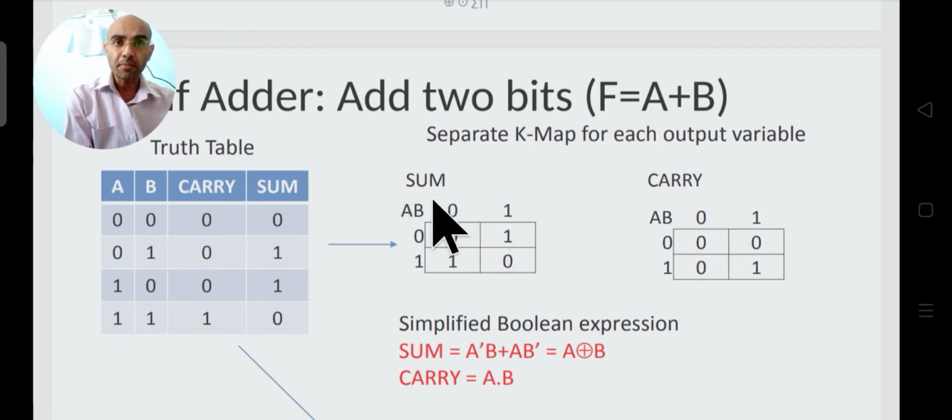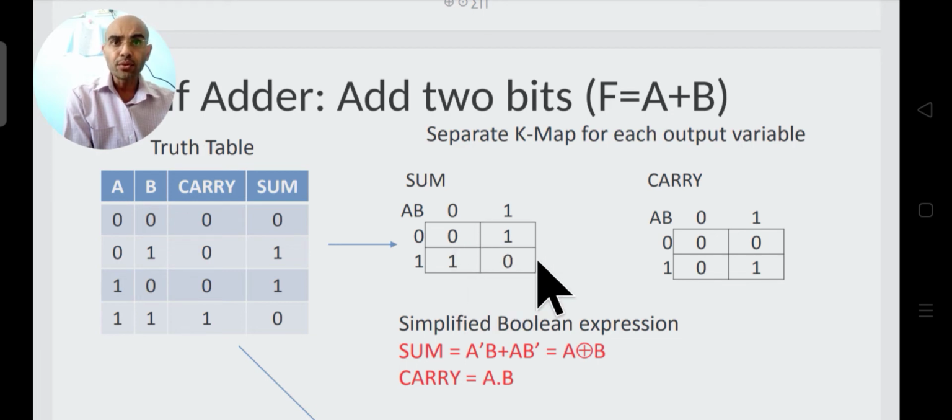So for the sum variable, if I make the K-map, I will fill up the entries. You see, these are the places for your input variables: 0, 1, 2 and 3. So you can see from this table, wherever the sum is coming as 0, this is 0, then 1 here, then 1 here, and then this 0. I have filled it in here.